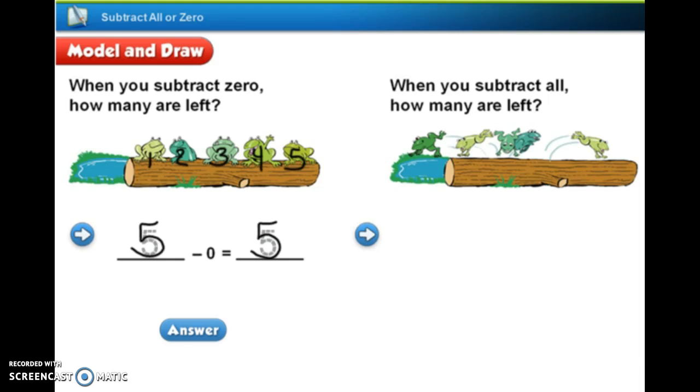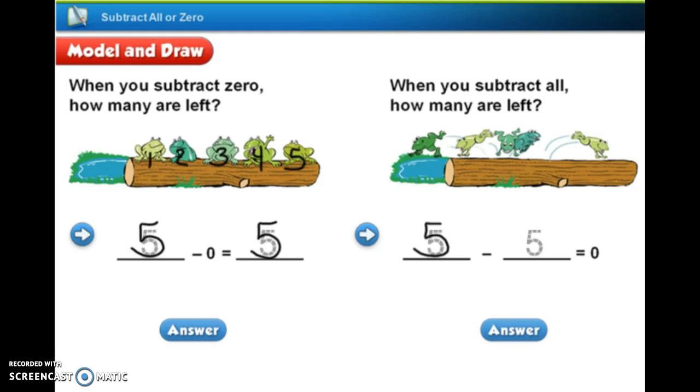5 frogs. And how many frogs jump off the log? 1, 2, 3, 4, 5. So what did I start with? How many were taken away? And what am I left with? Okay, I started with 5 frogs on the log. Do you remember how many jumped off? Let's count them again. 1, 2, 3, 4, 5.